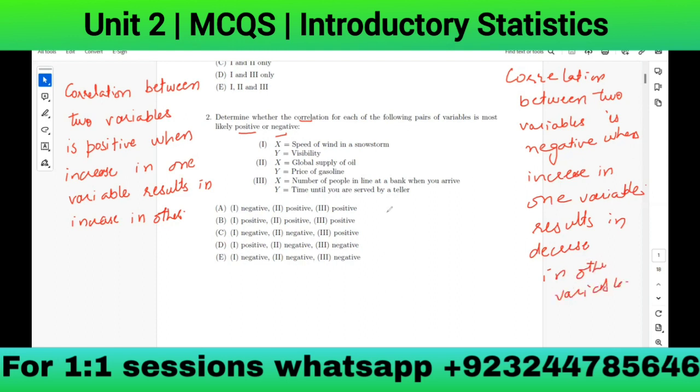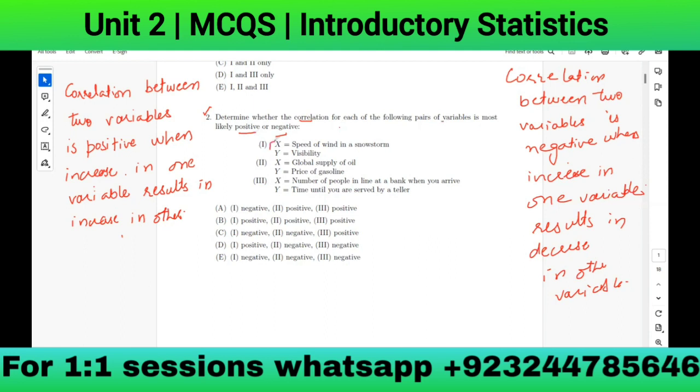So now we know that correlation can be either positive or negative. It's positive when one variable is increasing and the other is also increasing, and it's negative if one variable increases and the other decreases. When we know these two points, we can easily answer MCQ number 2, which asks which of the pairs are positive and which are negative.